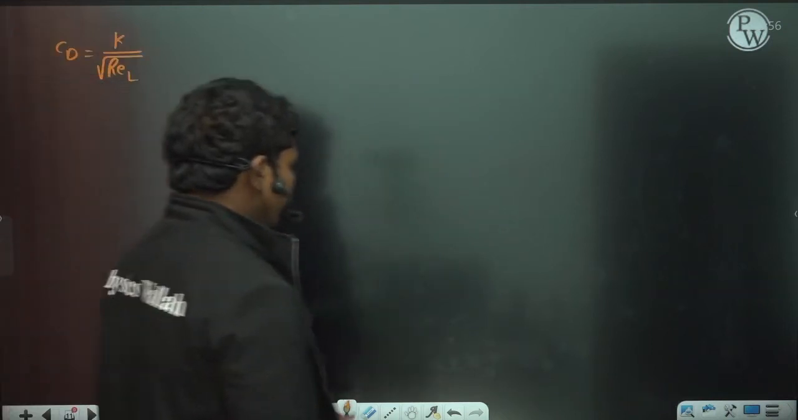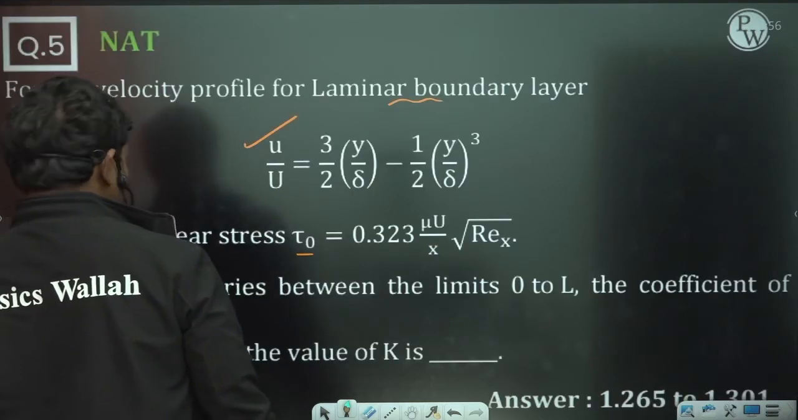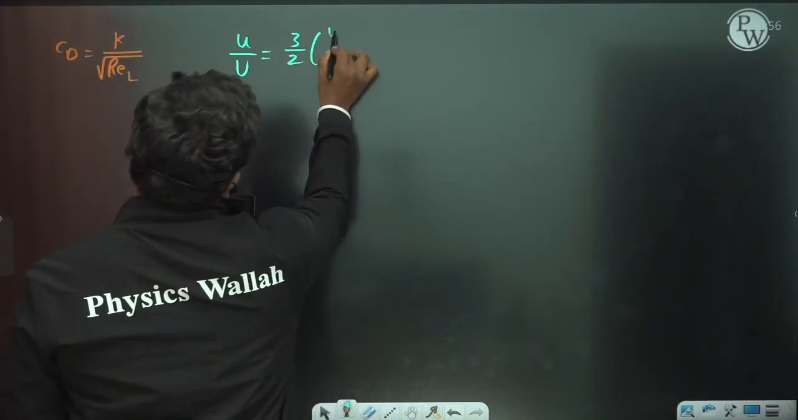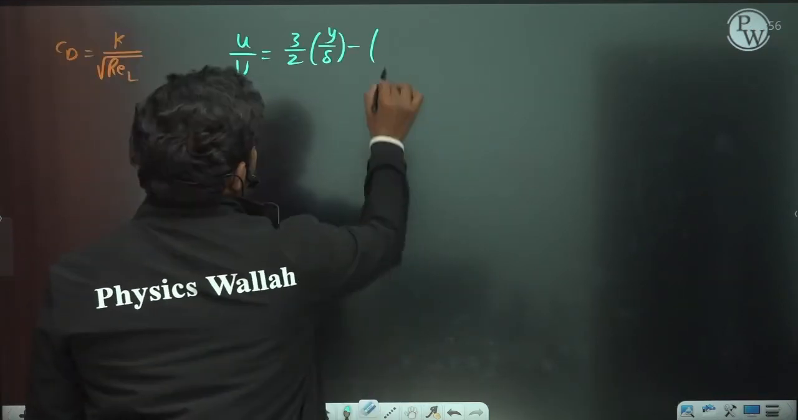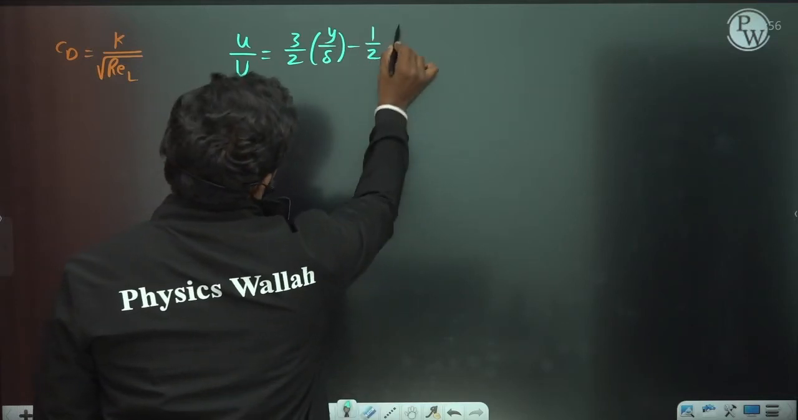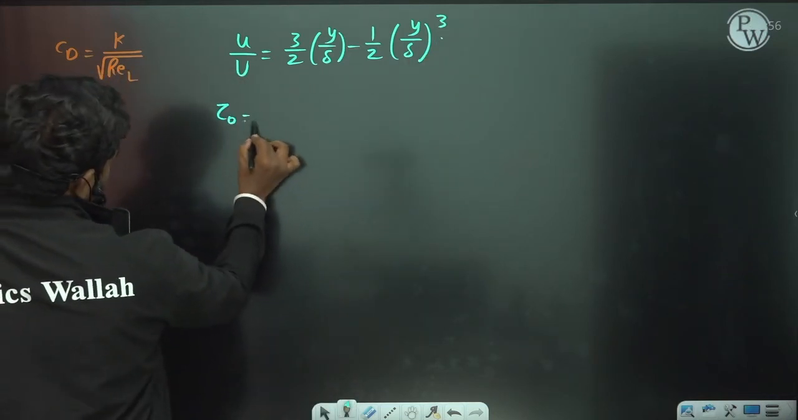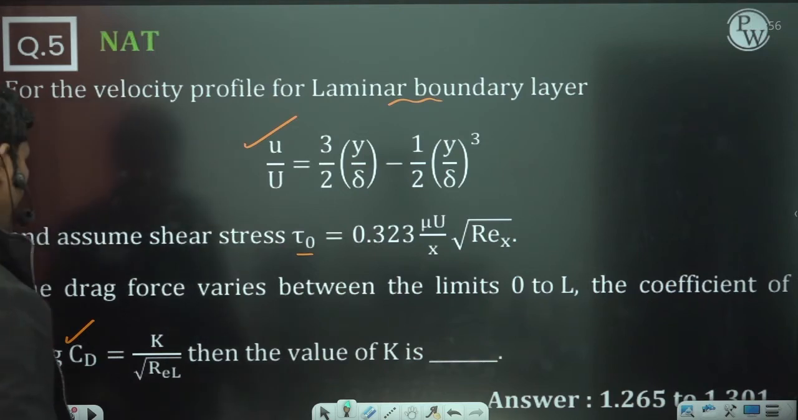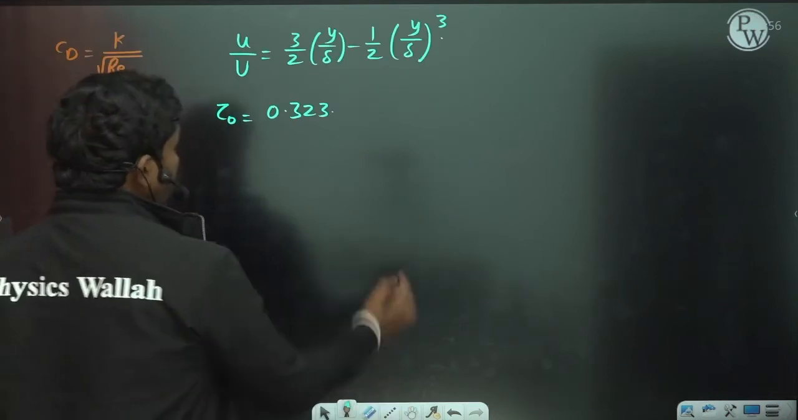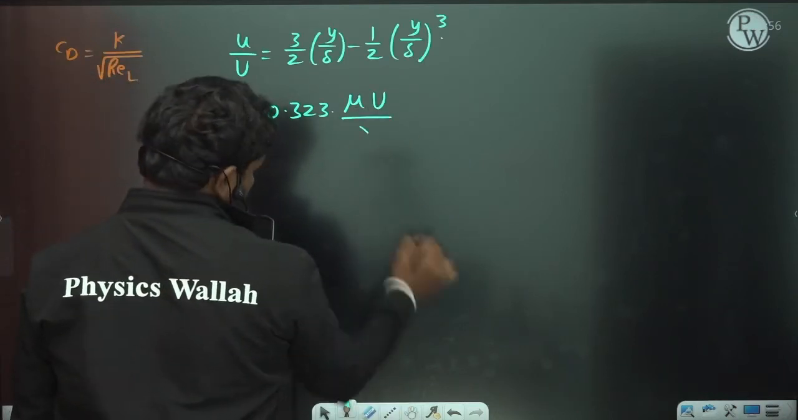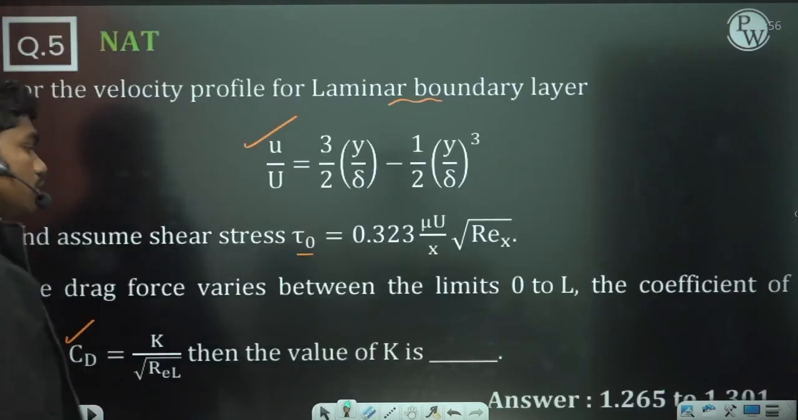Let us write the velocity profile first of all. U by capital U is equal to 3 by 2 times y by delta minus half times y by delta whole cube. And what is the expression for tau naught? The wall shear stress tau naught is equal to 0.323 times mu capital U by x into root Rex, the square root of Rex.